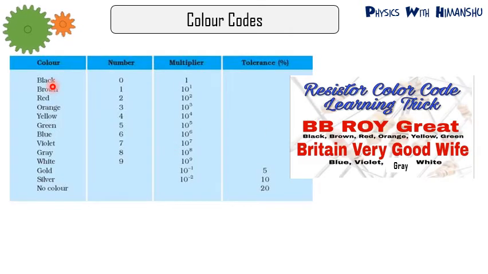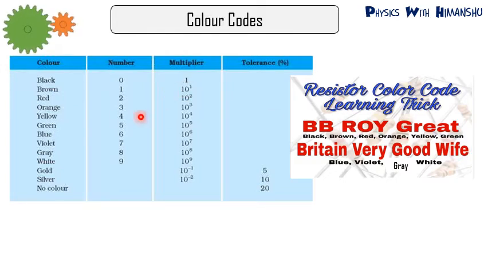We have black, brown, red, orange, yellow, green, blue, violet, gray, up to white. Then the fourth band will be either gold or silver, or there will be no color. To remember these numbers, there's a trick: B B ROY Great Britain Very Good Wife. B for black, B for brown. For black, the number is 0 and the multiplier is 10 raised to power 0, which is 1. For brown, the number is 1 and the multiplier is 10 raised to power 1.